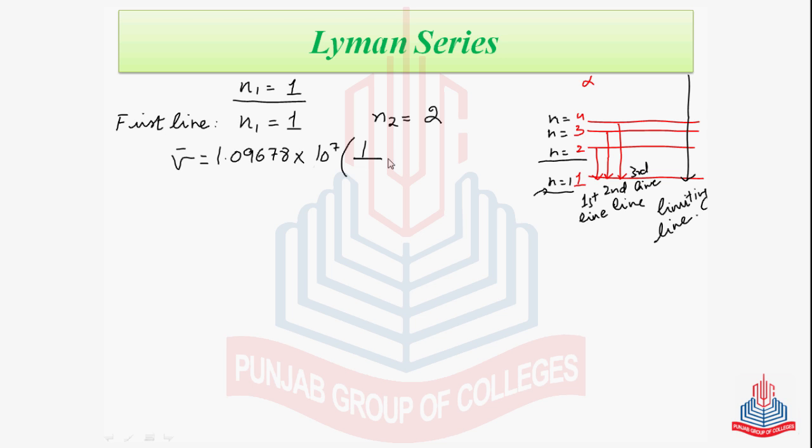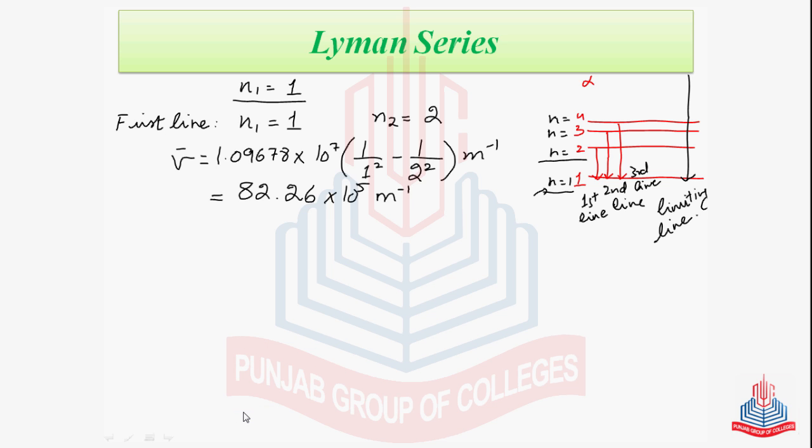1 over. अब N1 की जगह लिखेंगे हम 1 square minus 1 over N2 square था और 2 की वैल्यू है ये हमारे पास यहाँ पे 2, so 2 square meter inverse, and the answer comes out to be 82.26 into 10 raised to the power 5 meter inverse.